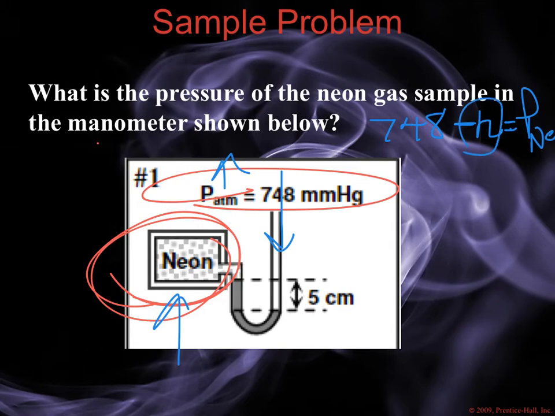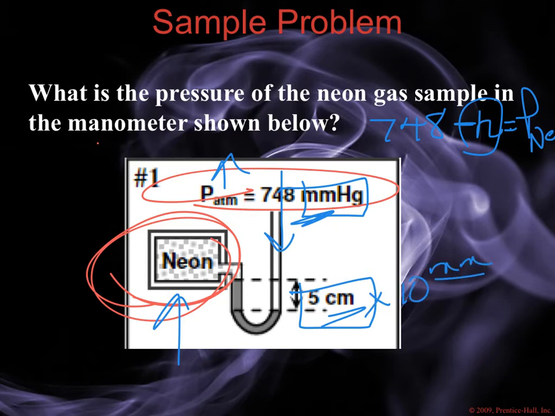I want you to be careful not to be fooled. Pay attention to units, as always in chemistry. Notice that the units of atmospheric pressure are in millimeters, and the units of H is centimeters. So the first thing you have to do is convert from centimeters to millimeters. You may already know that there are 10 millimeters in 1 centimeter. So 5 centimeters would be 50 millimeters.